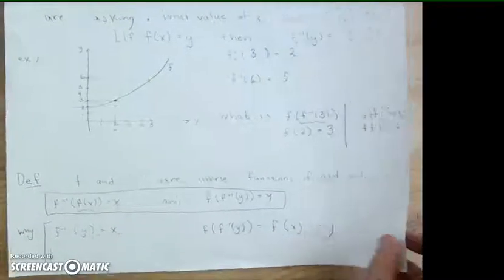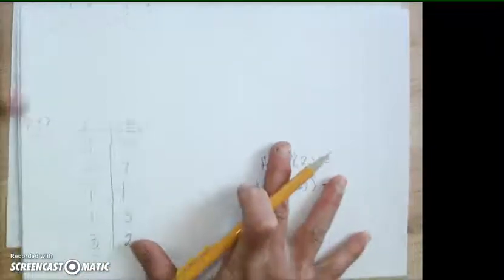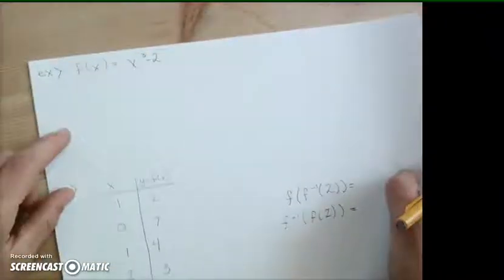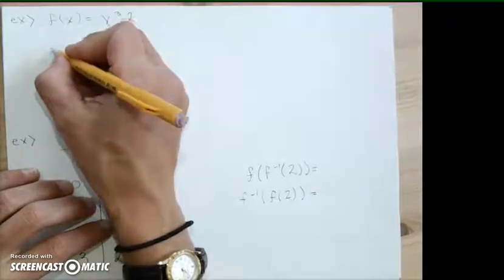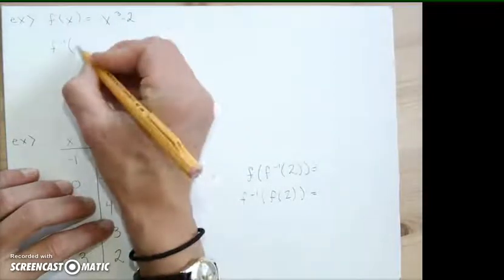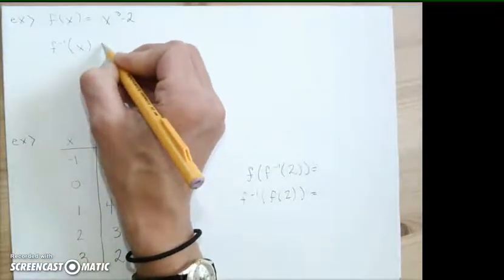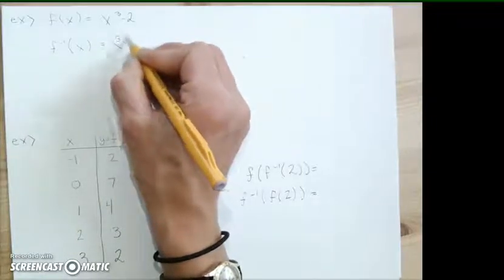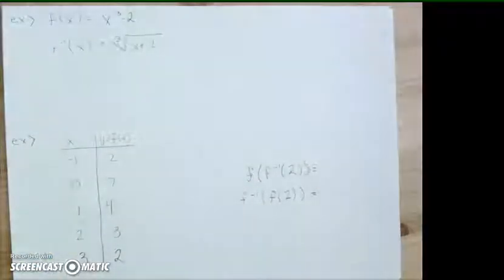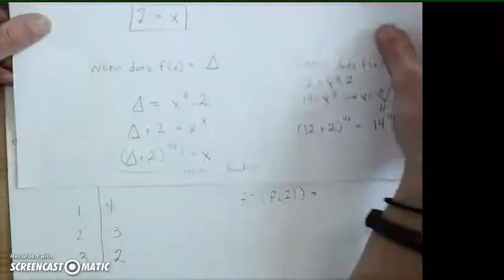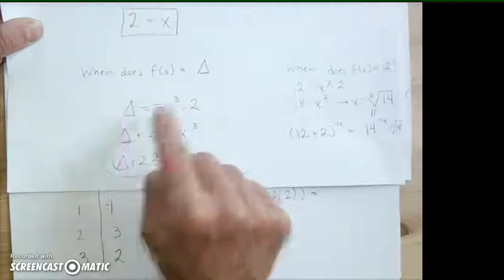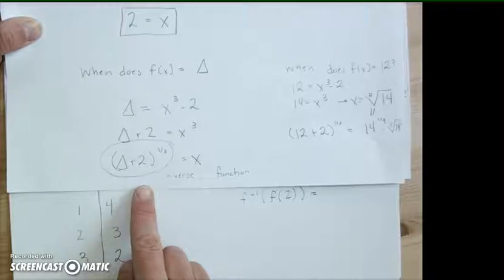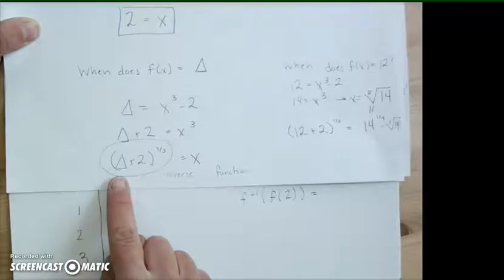Okay, so let's see an example of that. This example we saw in the last video. We computed that f inverse of x just ended up being the cube root of x plus 2. Remember, we computed this by saying, when does f of x equal triangle? We'll set f of x equal to triangle and solve for x. That's how we found it. So it's the cube root of triangle plus 2. Now I'm just using the variable x instead of triangle.